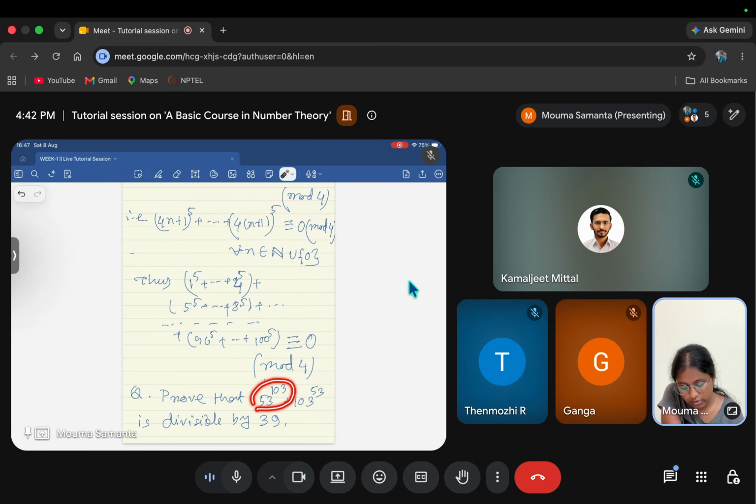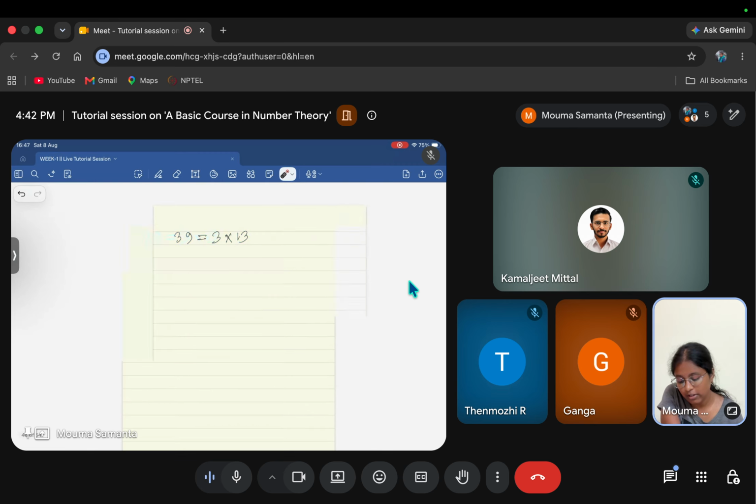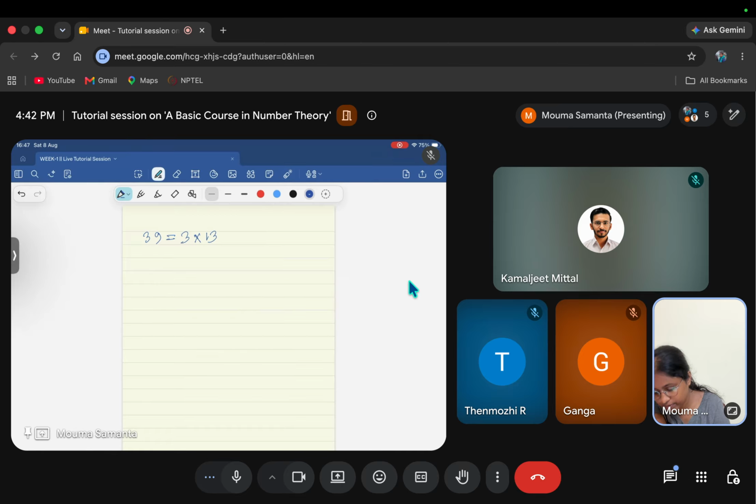This one also should, if we can show that 3 is dividing this one and also this one. Again, if we can show 13 is dividing this one and this one, then we can say that 39 is dividing this whole term, right? So now use the theory of congruence to show that 39 divides 53 power 103 plus 103 power 53.